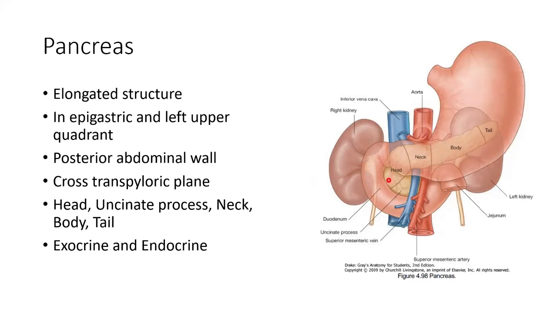When you take the parts of the pancreas, you have the head, the neck, the body and the tail. And from the head, you have a small extension coming here, which travels behind the superior mesenteric vessels, which is called the uncinate process. And the pancreas has exocrine and endocrine components. Exocrine means it's the enzymes. Enzymes are produced and secreted into the duodenum. And the endocrine component releases hormones into the blood.